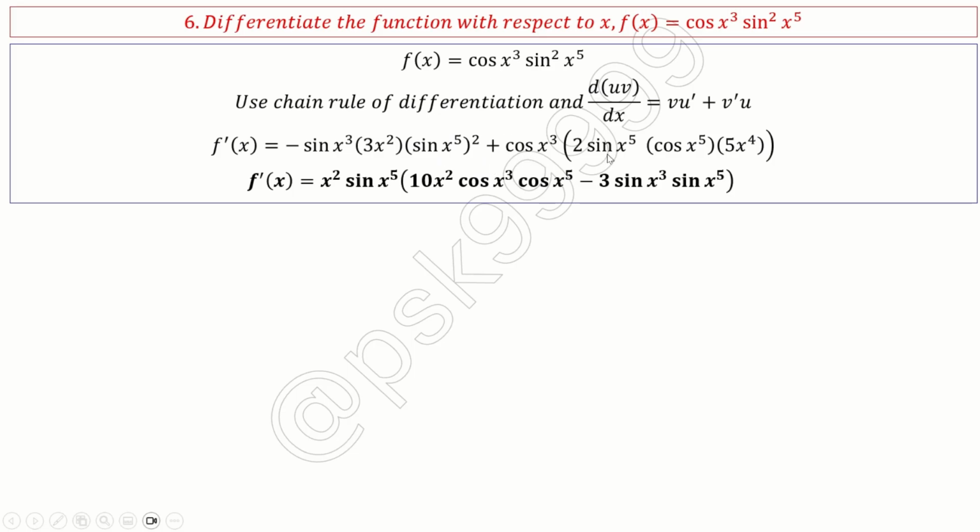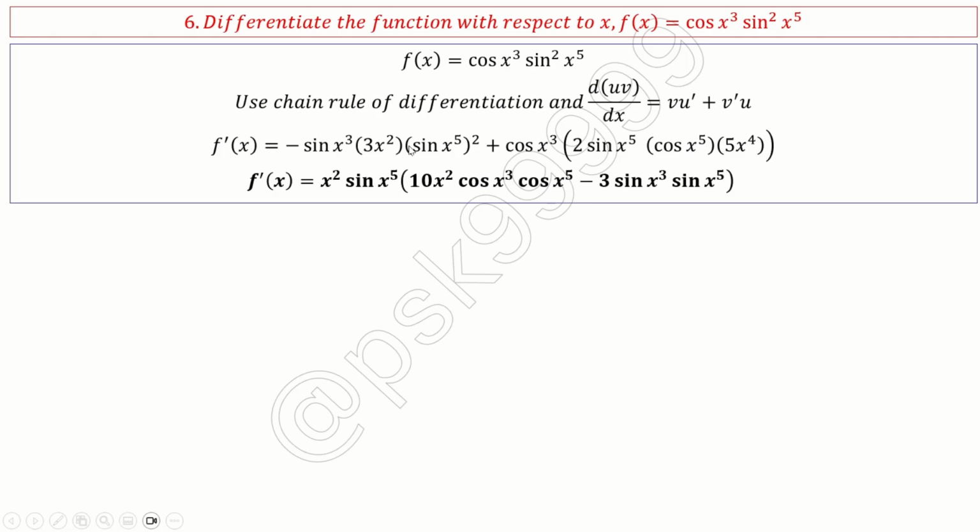Now next is cos x cube, I keep it here. Then differentiation of this one is nothing but 2 into sine x to the power of 5, and sine x to the power of 5 differentiation is cos x to the power of 5. Then x to the power of 5 differentiation is 5x to the power of 4. Now if I summarize, taking x square sine x to the power of 5 common, this will become 10x square cos x cube cos x to the power of 5, that is from here, minus 3 sine x cube into sine x to the power of 5 from here.